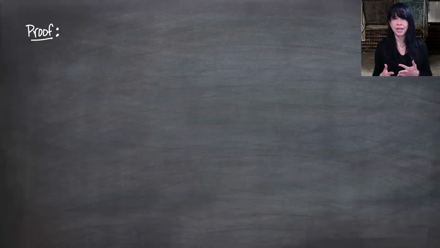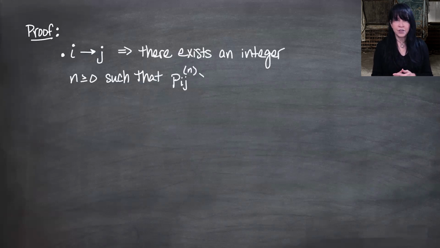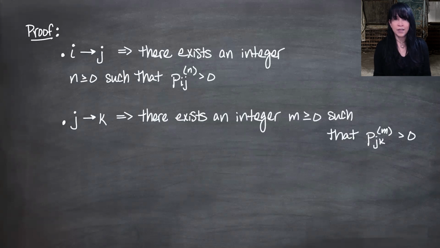Now, if I communicates with J, in particular, we can get from I to J. J can be reached from I. So I'm going in one direction here first, and this means that there exists a non-negative integer n such that the probability of going from I to J in n steps is positive. And if we can go from J to K, again, I'm only considering 1/2 of the arrow at this point, this means that there exists a non-negative integer m such that the probability of going from J to K in m steps is strictly positive.